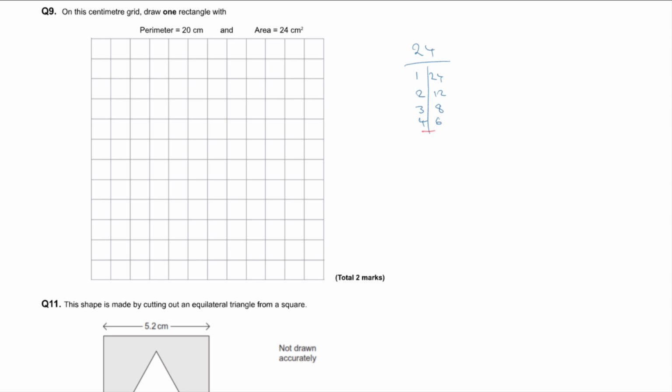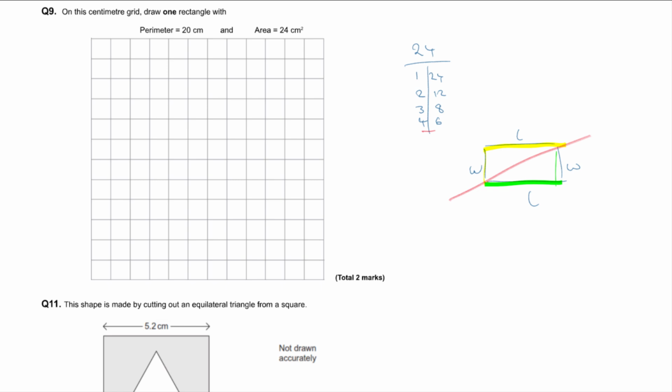Okay, so that means that one of these pairs is the pair that I need. Now, if you think about a rectangle, it's got length and width and length and width. So two sides of it, the length and the width, should add up to half the perimeter, shouldn't it? Because the other half is the other two sides, isn't it? That length and that width. So if I know what the perimeter is and I halve it, that should tell me what the length and the width add up to.